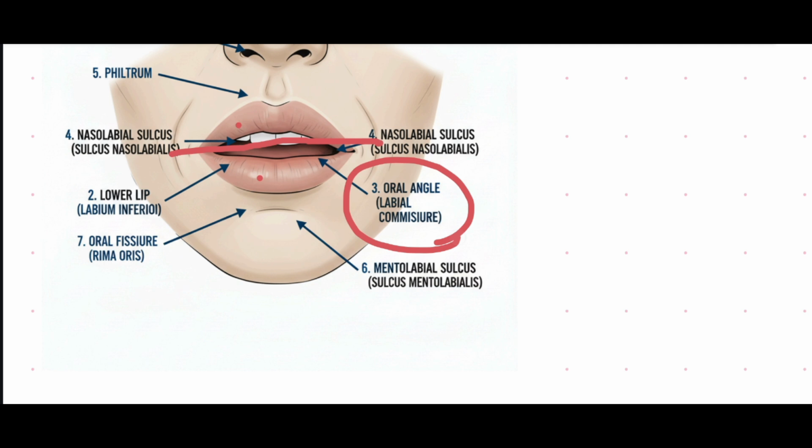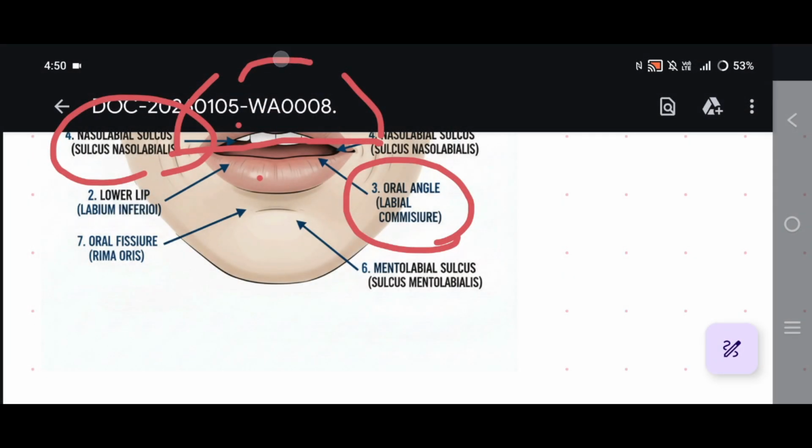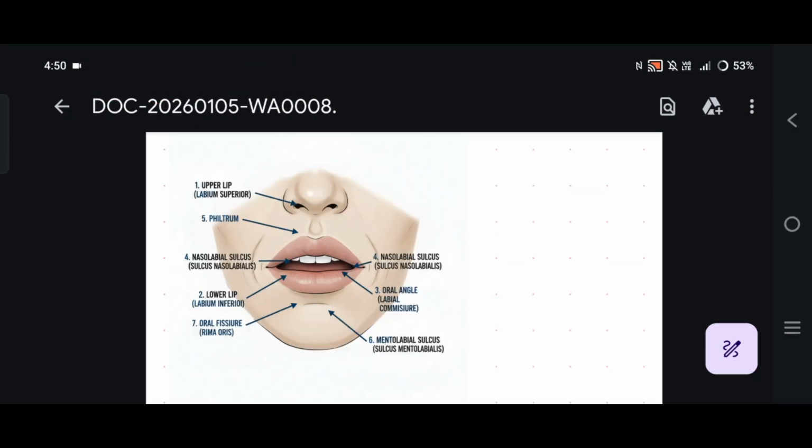Now above the lips, we have two grooves on either side. These are the grooves. These are called the nasolabial sulcus. In the middle, there is a depression called the philtrum, and then under the lips there is another sulcus which is called the mentolabial sulcus or the mentolabial fold. Here we can see each and every part clearly in this video.